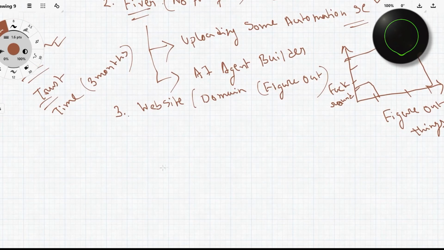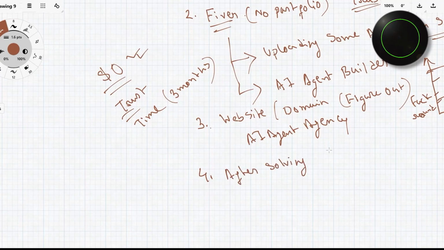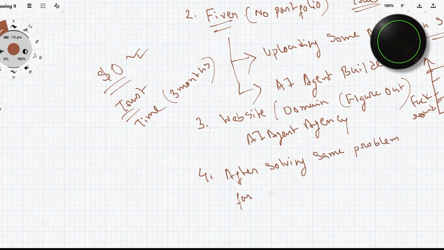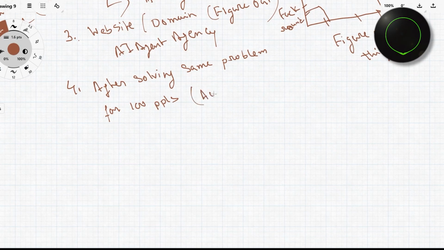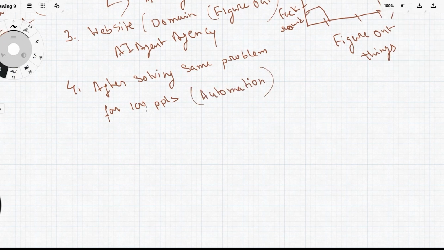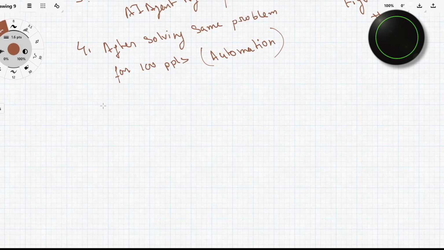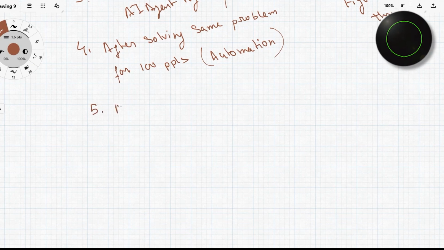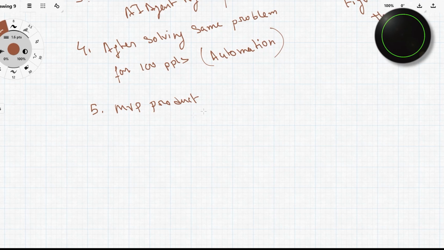Let me break it down a little more. After solving the same problem in the same niche for, let's say, 100 people, we are providing automation, right? So we will convert this into an MVP product. Then after converting the MVP product, we will reach out to the same audience to ask if they want this software or not. If they don't, we don't go further. We will reiterate it.